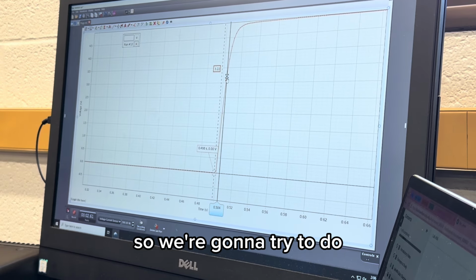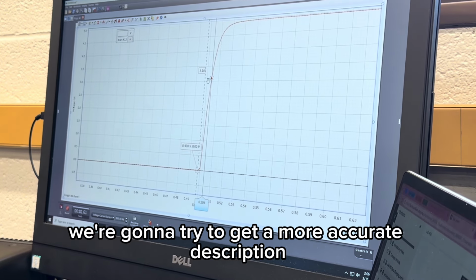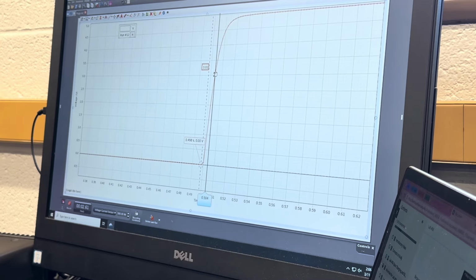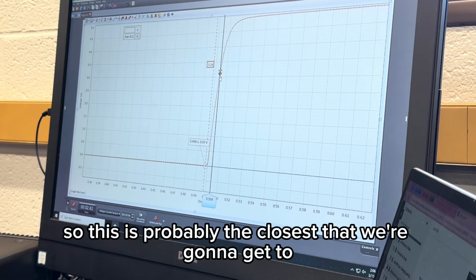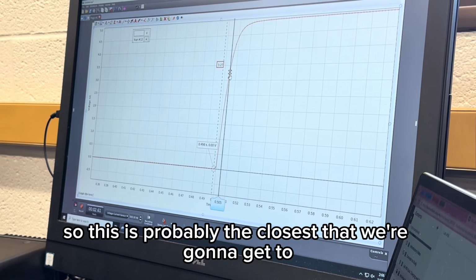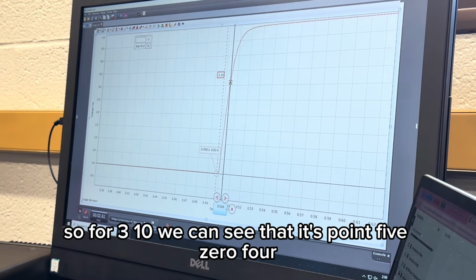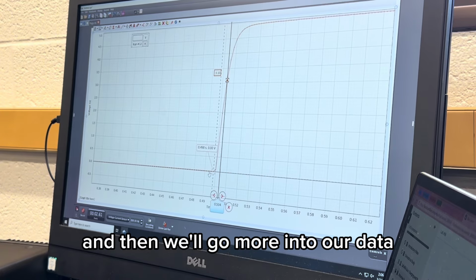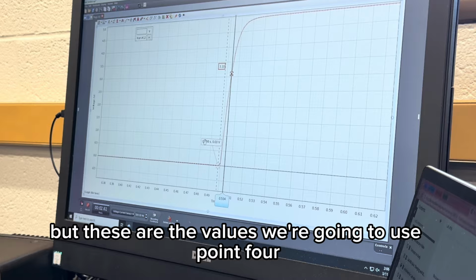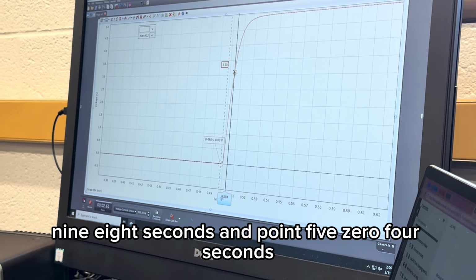So we're gonna try to get a more accurate description. See if we can get to 3.16. You sum up both of them. So this is probably, using the bigger ones, the closest that we're gonna get to, I think, the second experiment. For 3.10, we can see that it's 0.504, and then we'll go more into our data analysis of how we're gonna use these values. But these are the values we're going to use: 0.498 seconds and 0.504 seconds.